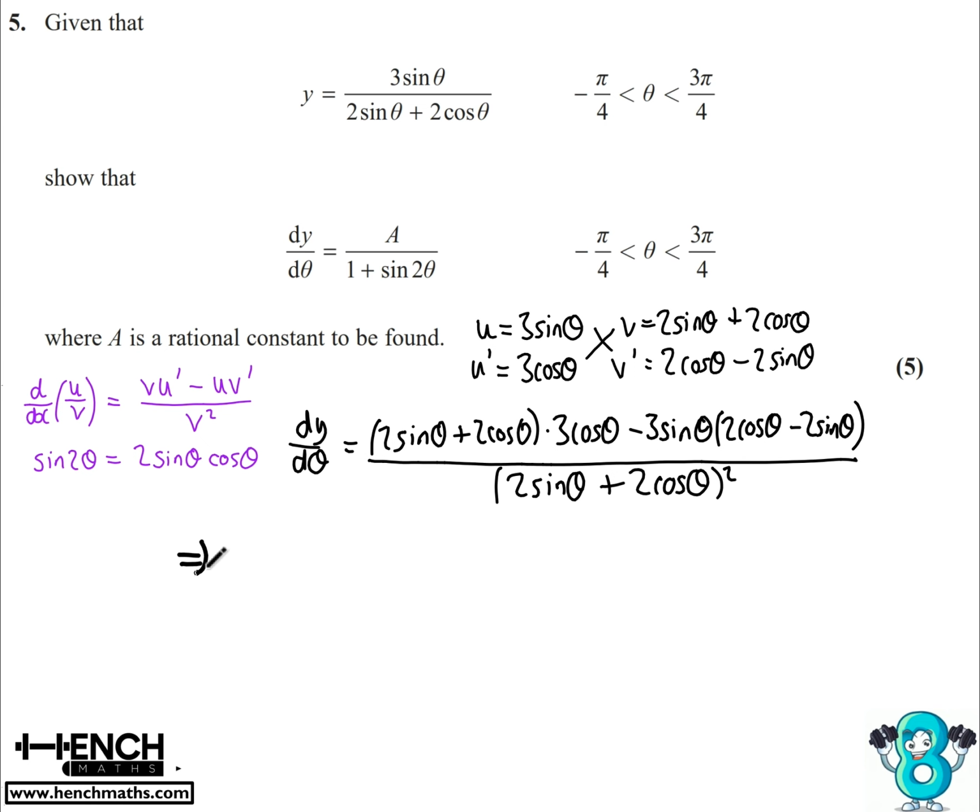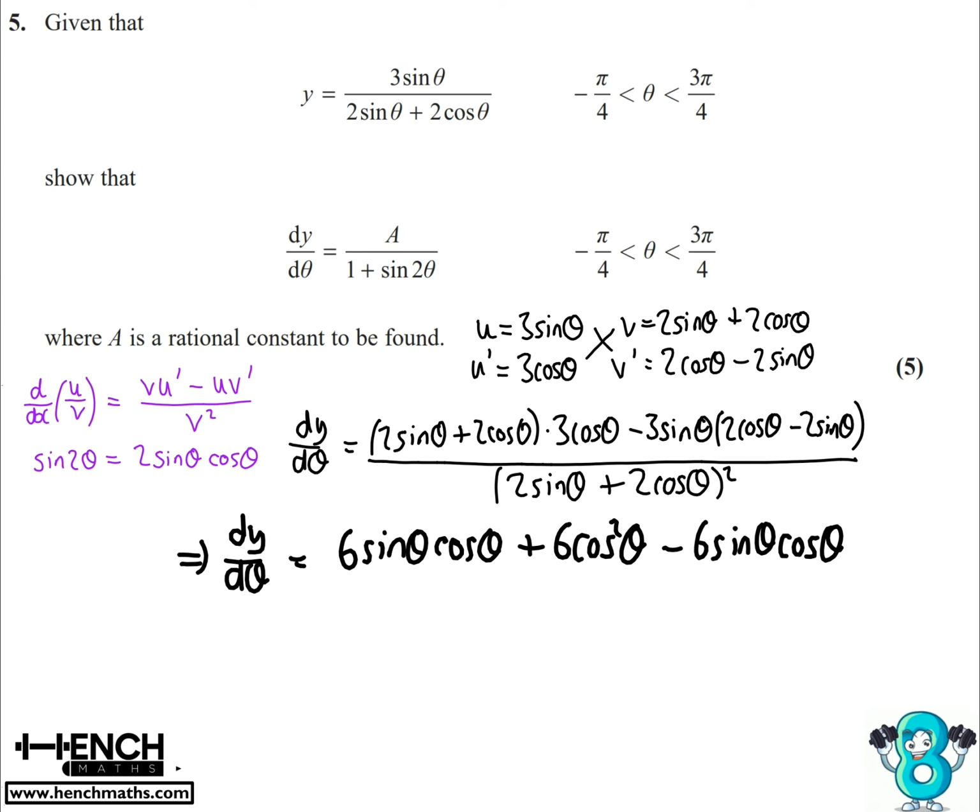So let's start multiplying out our brackets. So dy by d theta is going to be equal to 6 sine theta cos theta plus 6 cos squared theta. Subtract 6 sine theta cos theta, so that's nice.